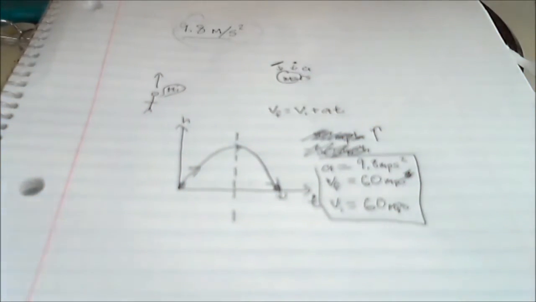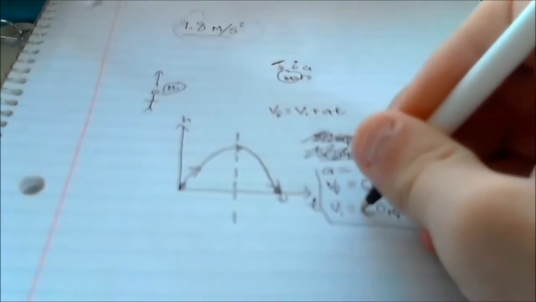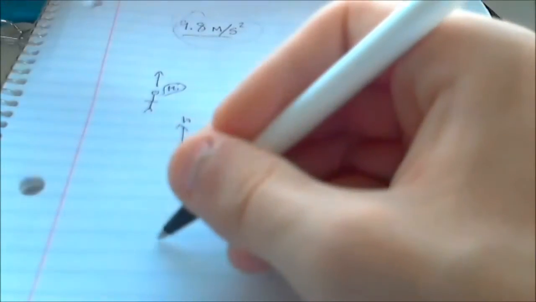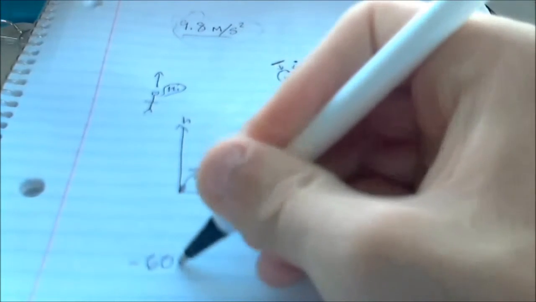So what are we going to do? We're going to plug all these things into our equation. The final velocity, which is the velocity right here, is going to be negative 60, right? Because it's going down, negative 60 meters per second.